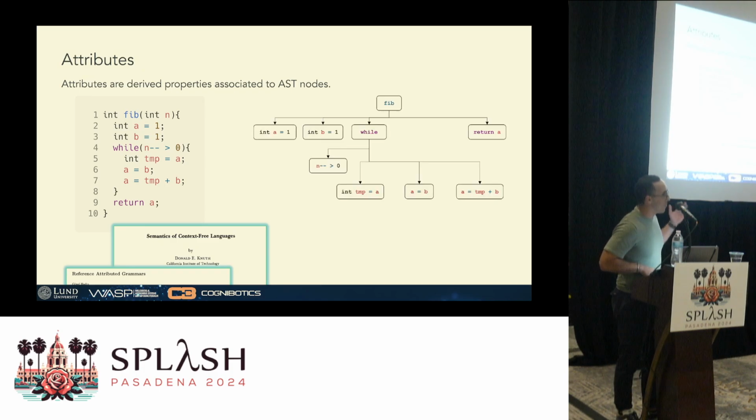If we parse it, we get this abstract syntax tree. On top of this abstract syntax tree, we can attach properties, or derive properties. For example, let's say we want to know if this assignment here is dead. By collecting information using other attributes, we can figure out that this assignment here is actually dead.